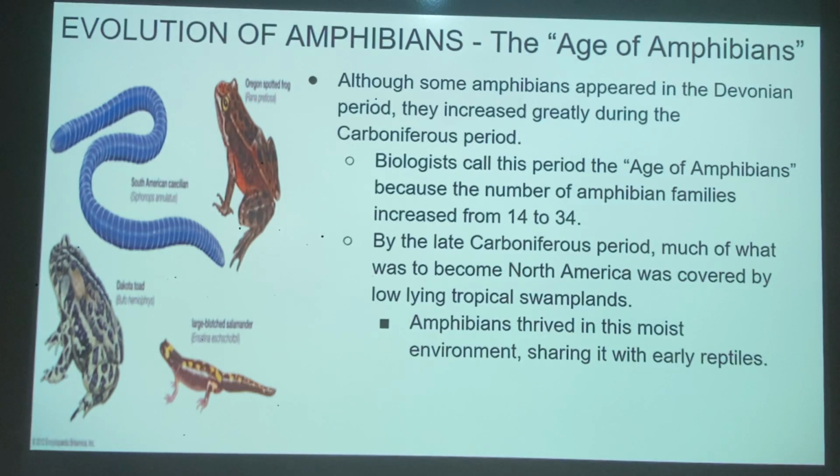So by the late Carboniferous period, much of what was to become North America was completely covered in low-lying tropical swamplands where the amphibians were able to thrive because of that moist environment, and they also would start sharing it with early reptiles.